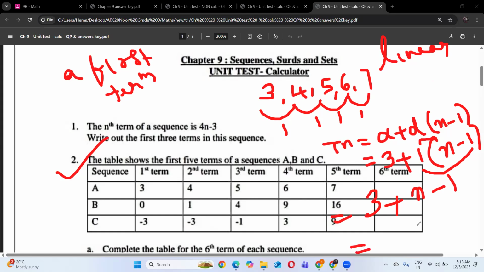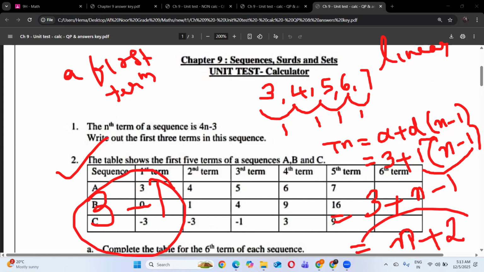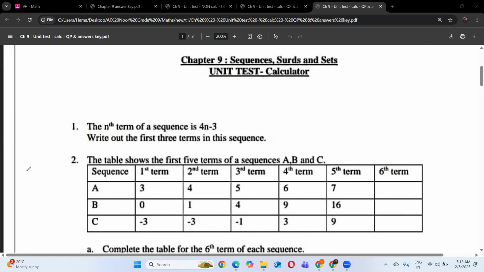First, bring down the n. Now simplify the numbers. You have the numbers 3 and minus 1. 3 minus 1, you get positive 2. So the answer is n plus 2. So you got the nth term for this one: n plus 2.